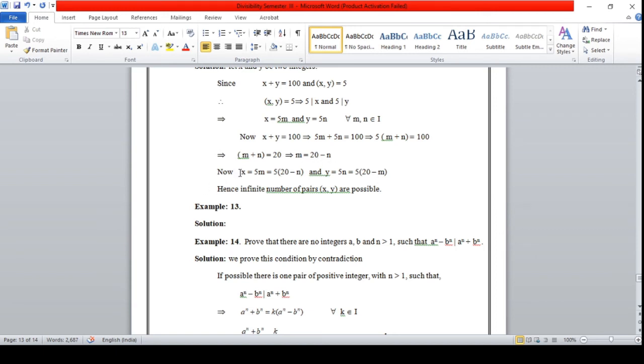Now the value of x is equal to 5m. Substitute the value of m: 5 into (20 minus n). And y is equal to 5n. Hence infinitely many pairs x and y are possible. Substitute the values n equal to 1, 2, 3, 4, 5, and so on. We get so many, infinitely many, pairs x and y whose GCD is 5.